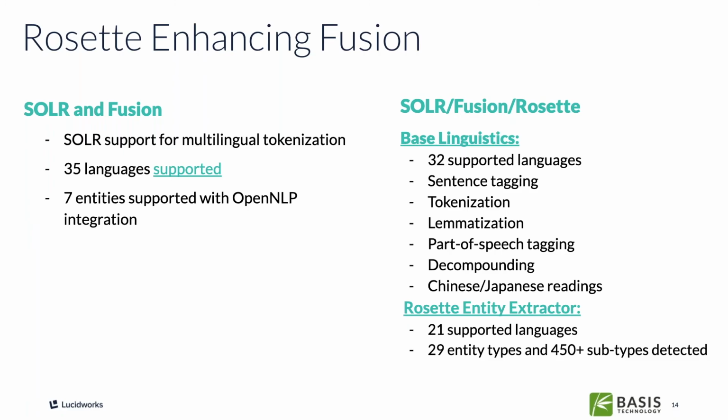Rosette will bring 2 main important packages, the base linguistic package and the entity extractor package. On the base linguistic side, in addition to tokenization, it will bring all the concepts that we talked about earlier, like lemmatization, part-of-speech tagging, Chinese and Japanese reading, decompounding, etc. When it comes to entity extraction, Rosette brings support for 21 languages, 29 entity types, and over 450 subtypes that can be detected. And that's a huge help in terms of the breadth of use cases that entities can be applied in.